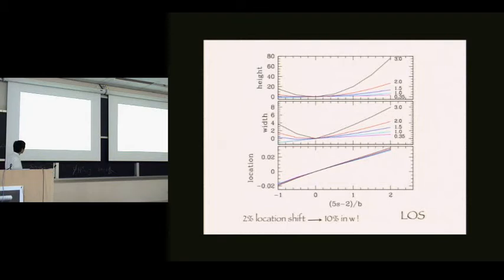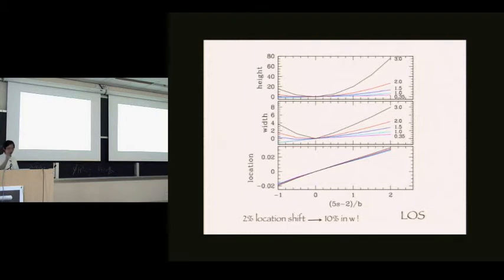It corresponds to a 10% shift in W. If you try to use the location of the peak in the redshift direction to infer the Hubble parameter, the expansion rate, if you don't account for this, your W will be off by 10%. This is in the line of sight direction, where the effect is worse.